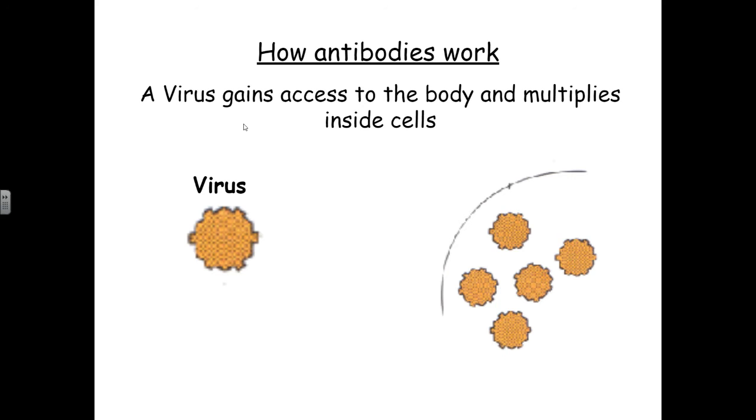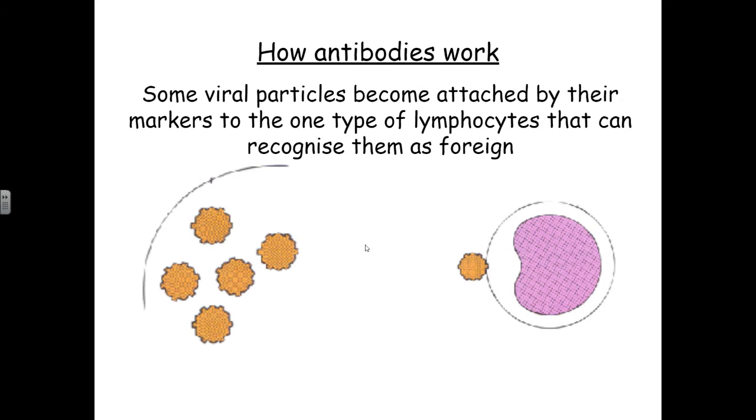Here we go. A virus gains access to the body and multiplies inside your cells. Viruses are actually incapable of living outside a host cell. On the outside of the virus, there are little proteins called markers. Some viral particles become attached by their markers to a type of lymphocyte that recognizes them as foreign. While these viruses are going between your cells, trying to replicate themselves, a lymphocyte might come across them.